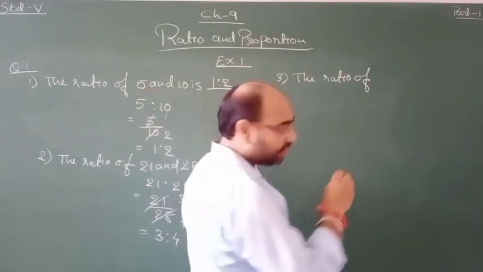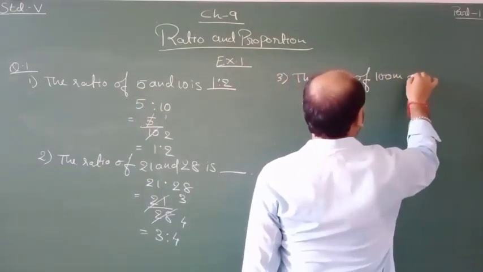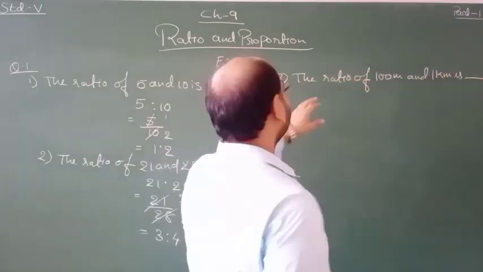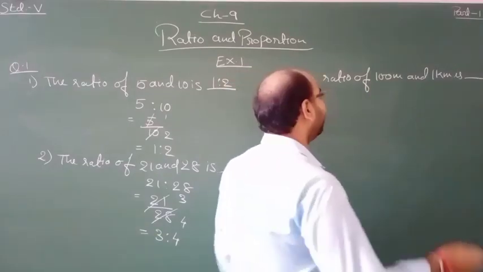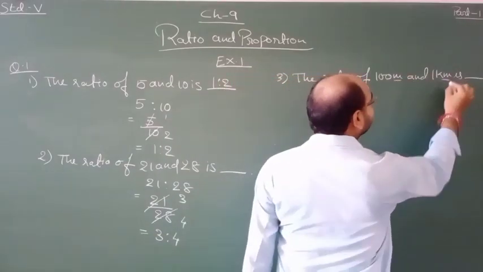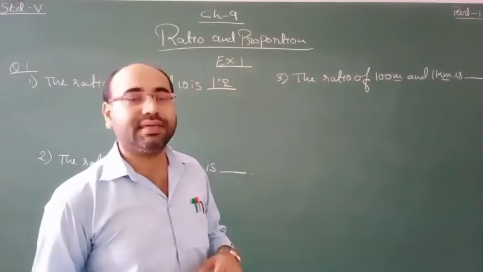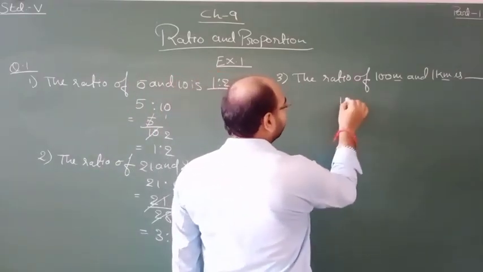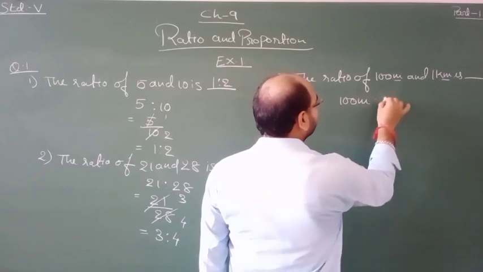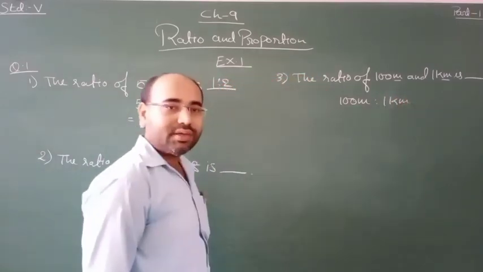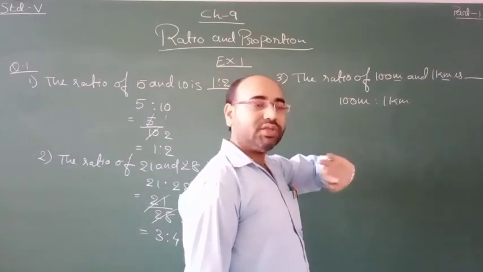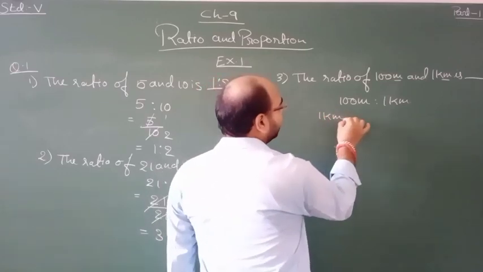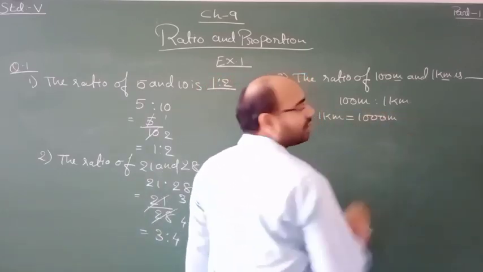Now third one, the ratio of 100 meter and 1 kilometer is dash. Okay, so it is given the ratio of 100 meter and 1 kilometer. Now here you can see one is given in meter and one is given in kilometer. But in the beginning what we had studied, that both should be in same quantities. So what we will do, it will be 100 meter is to 1 kilometer. So now one is meter, one is kilometer. So we'll change kilometer to meter. So as we know that 1 kilometer is equal to 1000 meter.